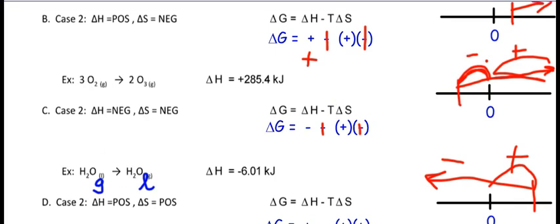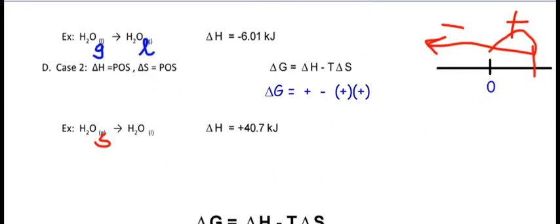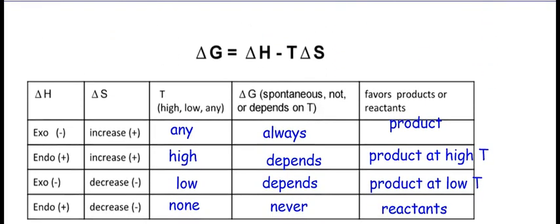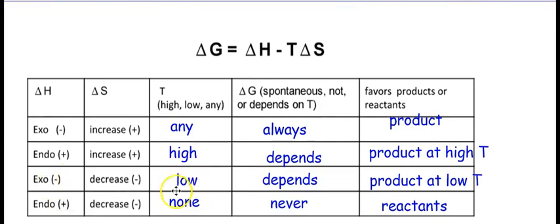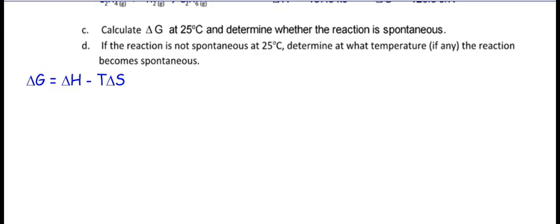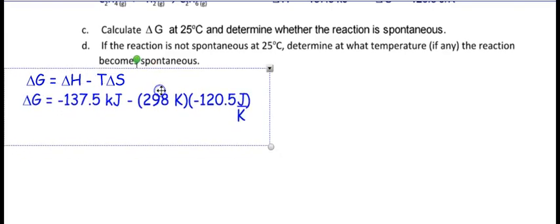So we're looking at low temperatures, right? For this to be spontaneous. So if I look down here again, when they're both exothermic, low temperature. Let's take a look at the problem that you're working on. All right, so delta G equals delta H minus T delta S. So I plugged in some numbers.